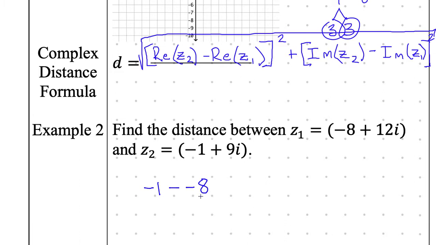There it is. I'm going to pause right here. Make sure everyone is following along. All Fiona is doing is plugging into our formula. The real of z2 was -1. The real of z1 was -8. There does need to be a subtraction sign in between them. That's why I have -1 minus -8. Questions? This is the time.